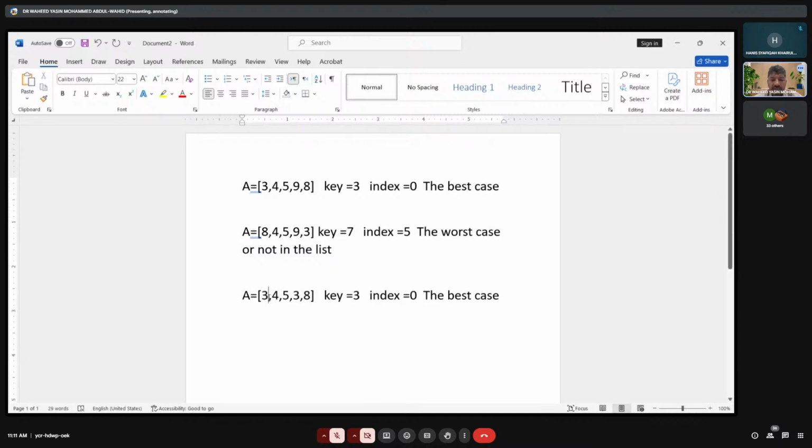Here in the middle, index 0, index 4, this one, the average. So it is not 4 plus 0 divided by 2. It is not the average of the best and worst. Okay, it is sometimes like this.